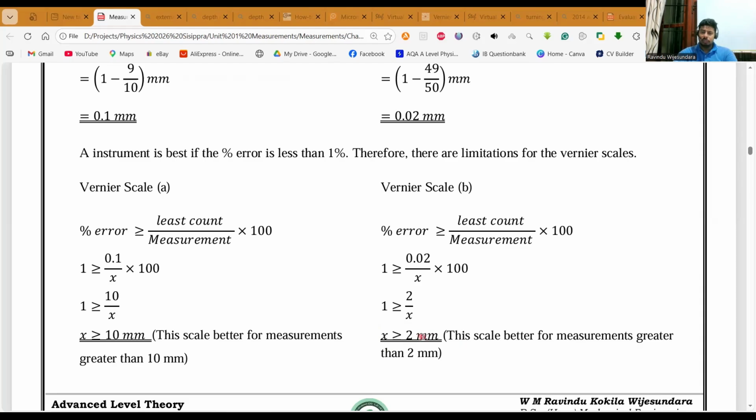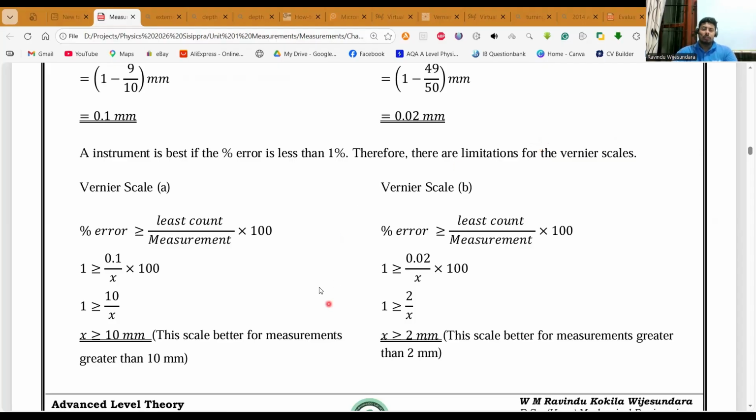But if you measure 1.5 millimeters with this vernier caliper, then your percentage error will be more than 1%. So the best practice is not to use an instrument if it gives an error greater than 1%. That is the best practice, and that is why it is said like this. Otherwise, you can use any instrument to measure anything, but your reading's accuracy may be very low.